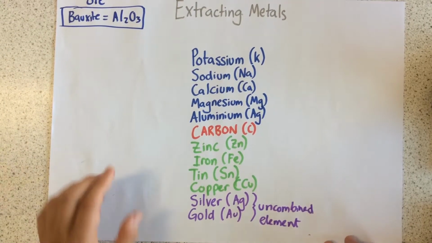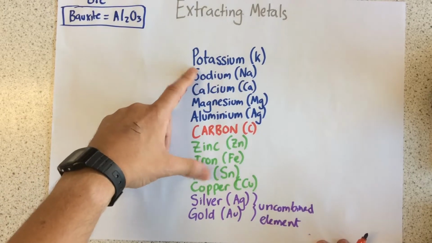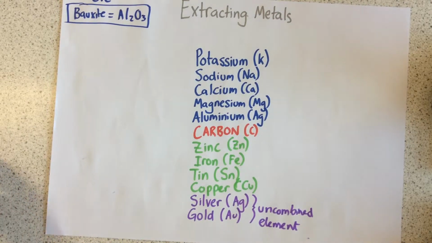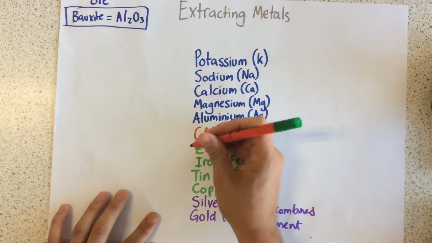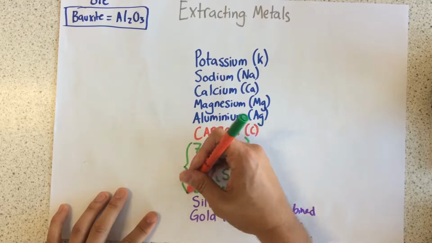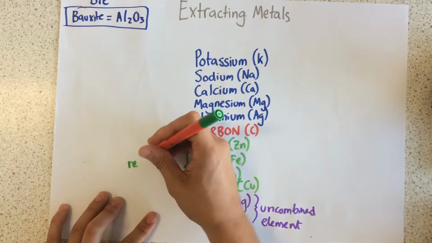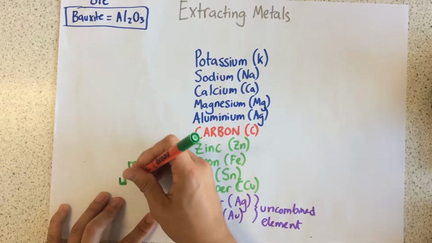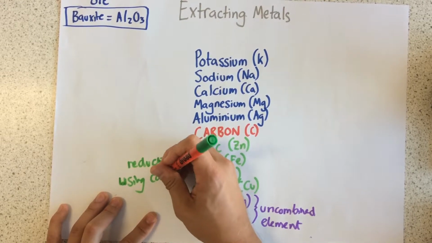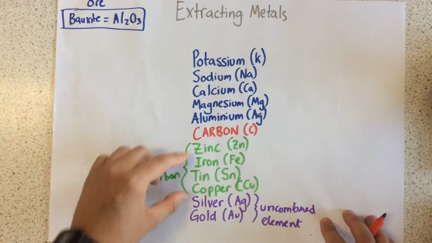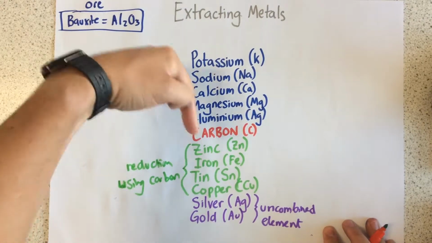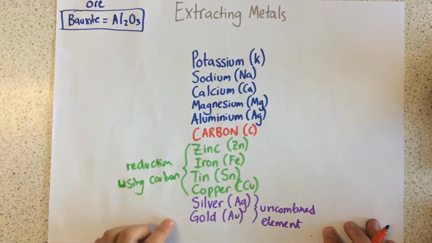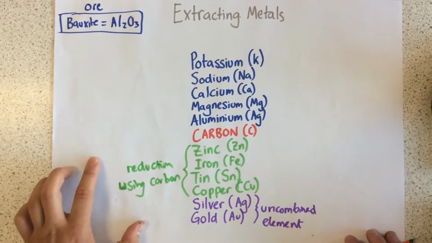So there's two different ways of extraction that we need to know about. The first one, these ones I've kind of highlighted in green. We can extract these metals by using reduction using carbon. Now the reason why we can reduce these using carbon is because they are below carbon in the reactivity series. Anything above carbon we cannot use this method for. So how does it work?